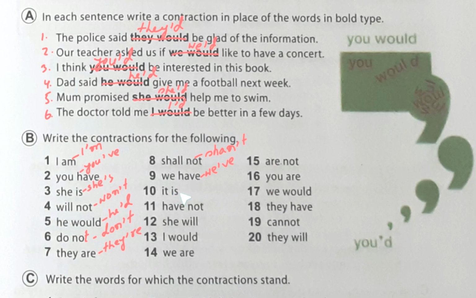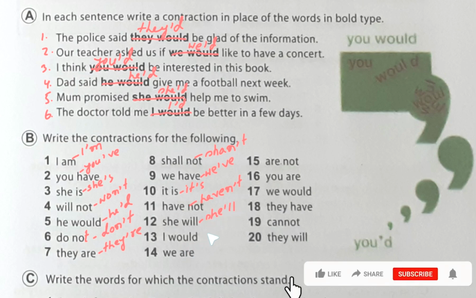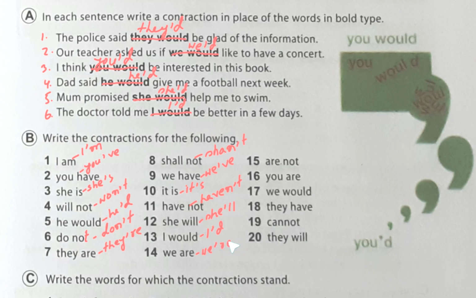We have, in this way, it is, we can write it, then apostrophe s. Have not, we can write haven't, have, then apostrophe t. She will, here just she, then apostrophe double l. I would, then just d. Next one, number 14, we are, we can write we, then apostrophe re. We are not, number 15, it will be aren't.